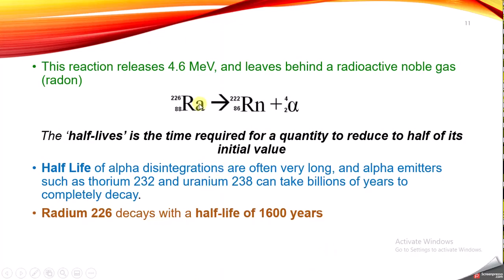This reaction releases an energy of 4.6 mega electron volts. It's not a chemical reaction, it's a nuclear reaction, and it produces a noble gas, radon. Half-life is an important term in radioactive reactions. It is the time required for the quantity of a radioactive compound to reduce to half of its initial value. The half-life of these alpha particle disintegrations is very long, and usually these kinds of materials take billions of years to completely decay. For example, in this case, for radium-226, the half-life is 1600 years.